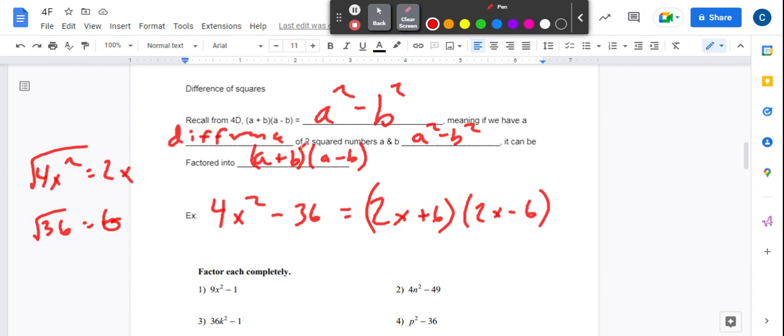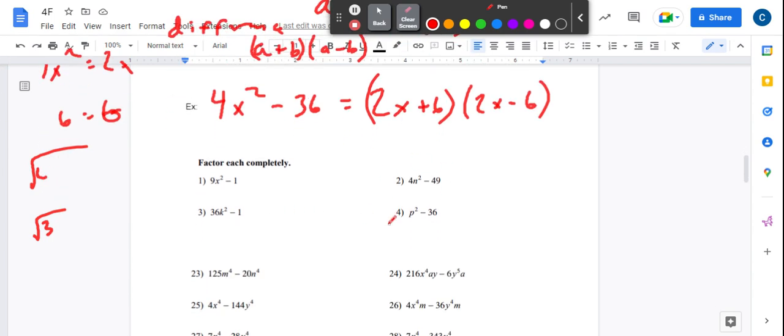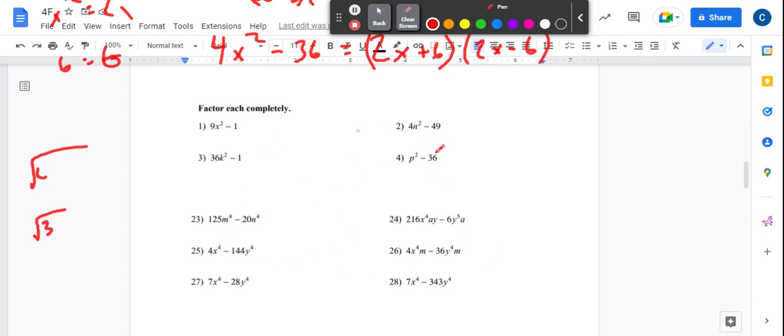So we use the difference of squares rule for that, and then we have these problems here that we can do to work with that. Now, one thing I also want to look at is a couple of these example problems down here on the bottom, because we may need to do some factoring before we get a difference of squares. These four are pretty standard. But let's look at number 23, for example.